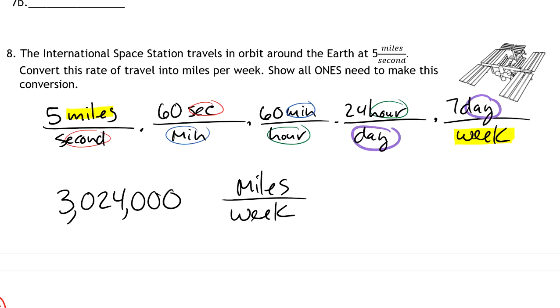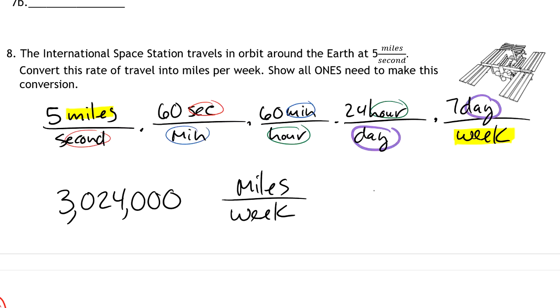The only thing that I have to do then is just multiply 5 times 60 times 60 times 24 times 7. And when I do that, I get 3,024,000 miles per week. So that's quite a trip every single week. 3,024,000 miles. And I'm a little disappointed in myself because I intended to ask you to write that answer in scientific notation, and I didn't.